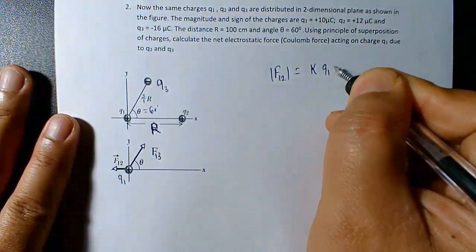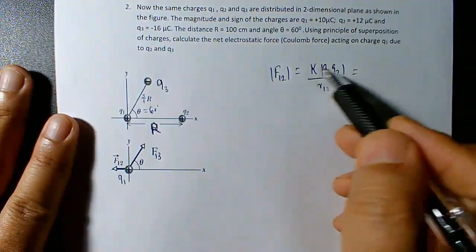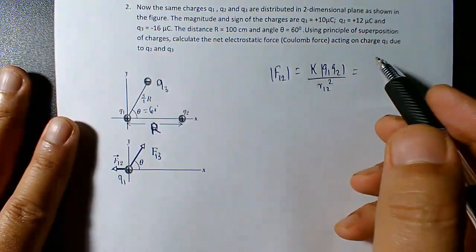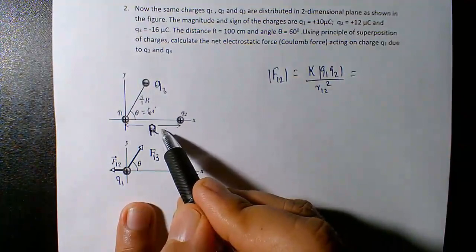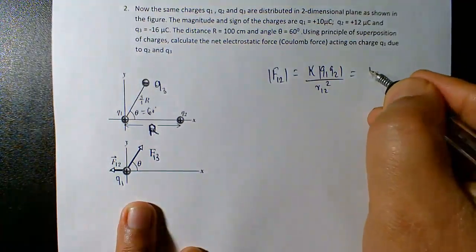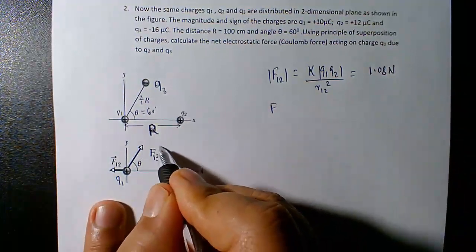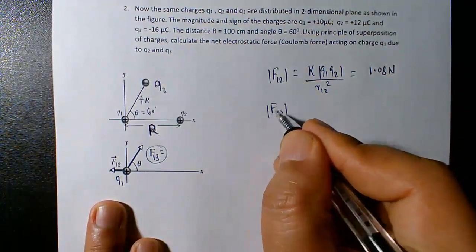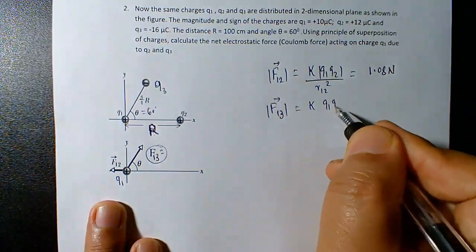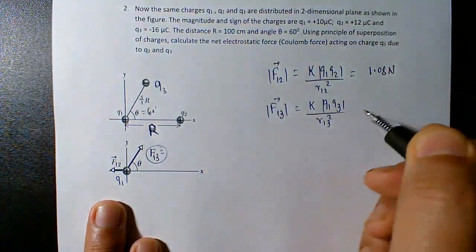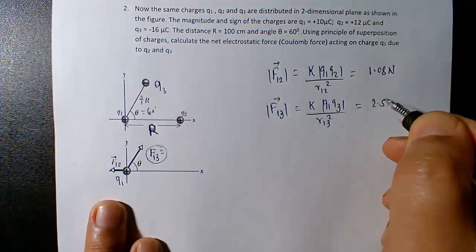So K, Q1, Q2 magnitude divided by R12, and this is going to be the same because the magnitude hasn't changed, actually only the direction has changed. The individual magnitudes are the same because they are separated by the same 1 meter distance. So from the first problem it is 1.0 Newton. Similarly, the magnitude of this F13, which is the force felt by the charge Q1 due to Q3, is K Q1 Q3 over R13 squared. Again exactly the same numbers, 2.56 newtons.